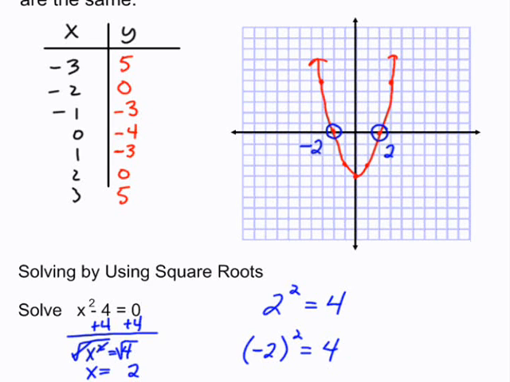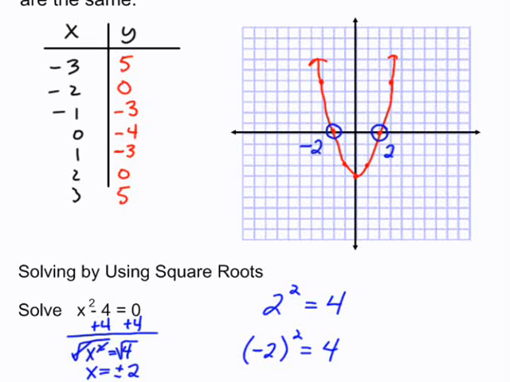So we're going to introduce a new symbol today, plus or minus. x is going to be equal to +2, as we see here, or x can be equal to -2, as we see here. So when you take the square root today, it will be plus or minus your answer.